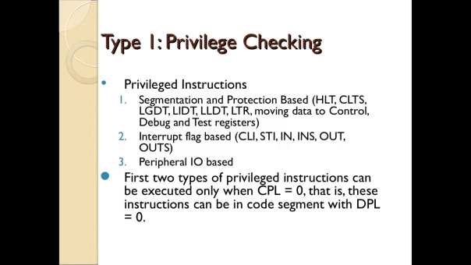The first two types of privileged instructions can be executed only at CPL equal to 0. That is, these instructions can be in a code segment with DPL equal to 0. So both values, CPL and DPL, should be 0. The highest privilege level is required to execute the first two types, segment and protection based, and interrupt flag based. Peripheral IO based instructions can be executed at CPL equal to 1 or CPL equal to 2.